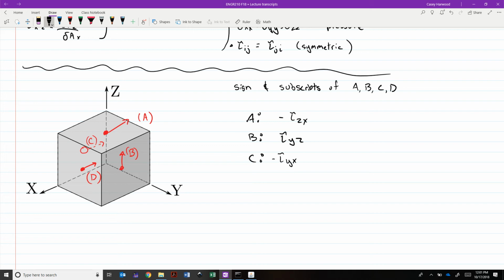Now, which direction is the force acting in? Positive x, negative x? Negative. Okay. What direction is the normal vector on that face pointing in? Negative. So negative times a negative is going to give you a positive value, actually. Okay, that was the tricky one.